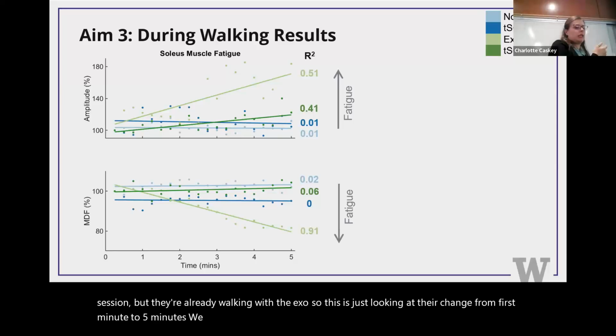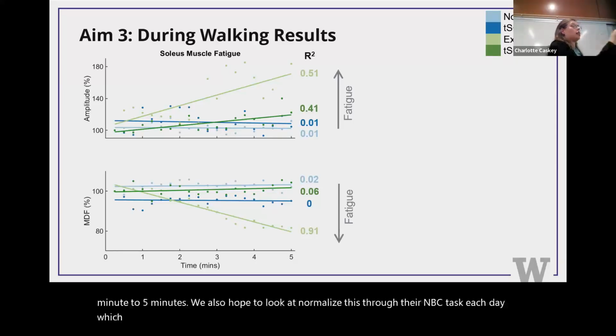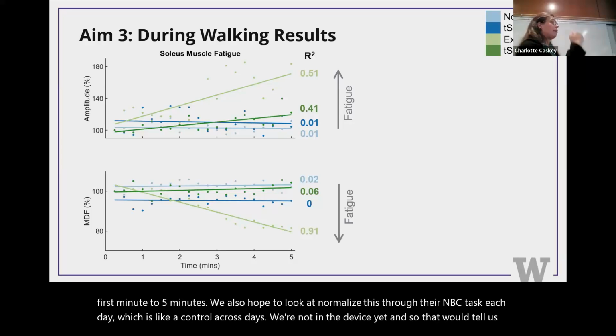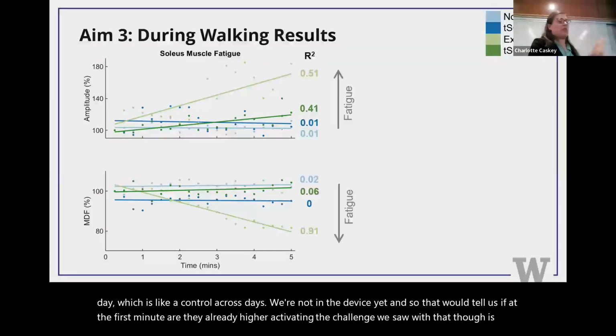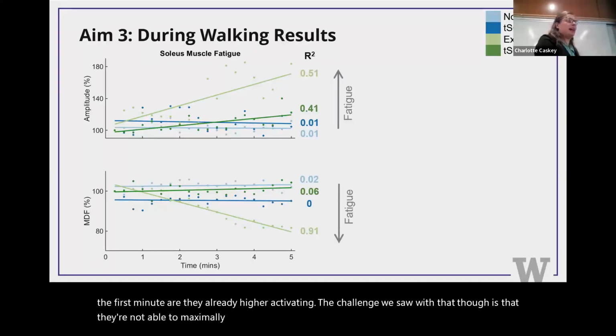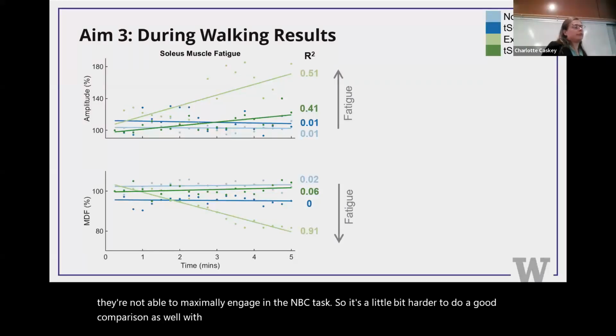We also hope to normalize this through their MVC task each day, which is like a control across days, but they're not in the device yet. And so that would tell us if at the first minute, are they already higher activating? The challenge we saw with that, though, is that they're not able to maximally engage in the MVC task. So it's a little bit harder to do a good comparison as well with that.